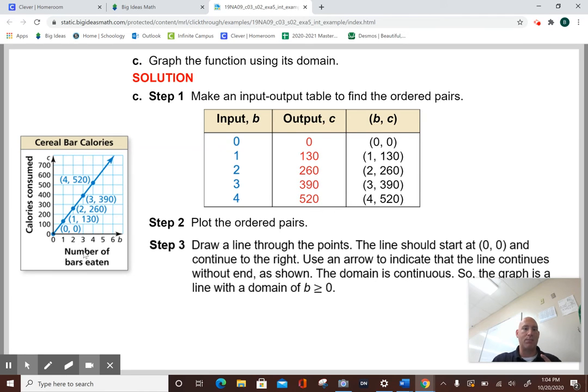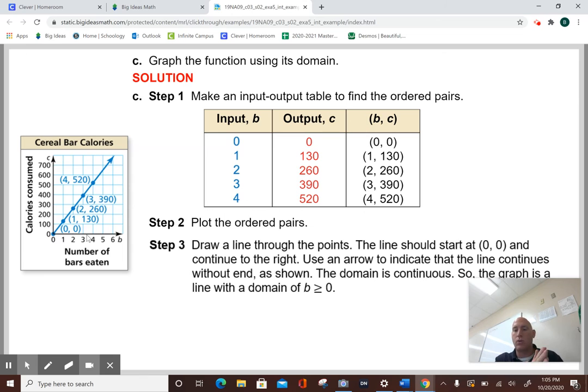But what if I ate 6 bars? Well, look, 6 looks to be right around 800. It'd be about 800 calories. Do I know exactly? No. And I doubt it's exactly 800. If I had 5 bars, that would be about 650. What if I said, how many bars would I have to eat in order to get 450 calories? Well, I'd go here, 450 calories, and then go down to where it matches. That's about 3.5 bars.